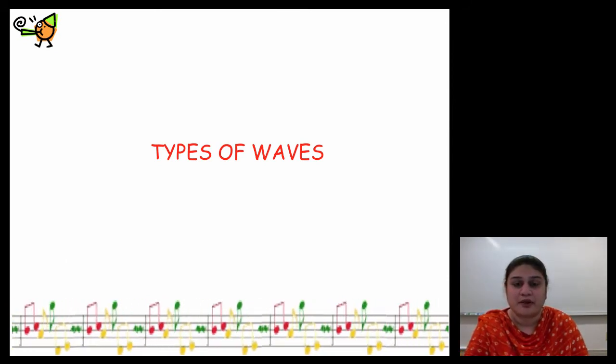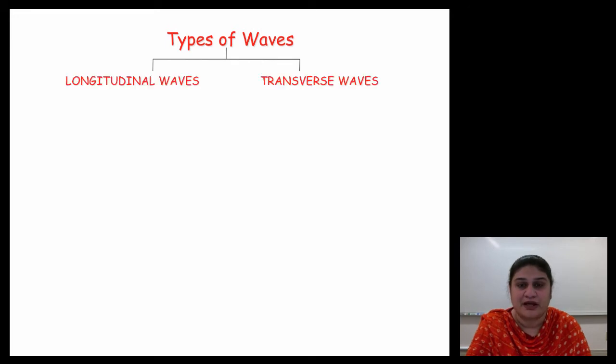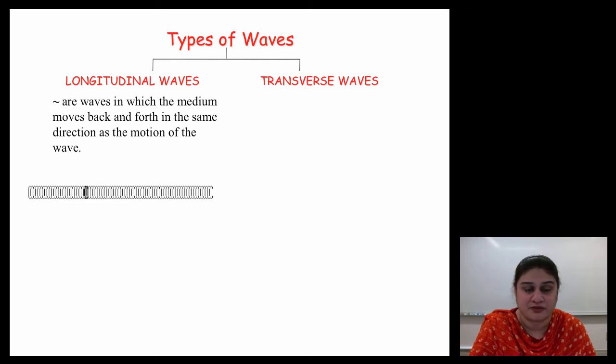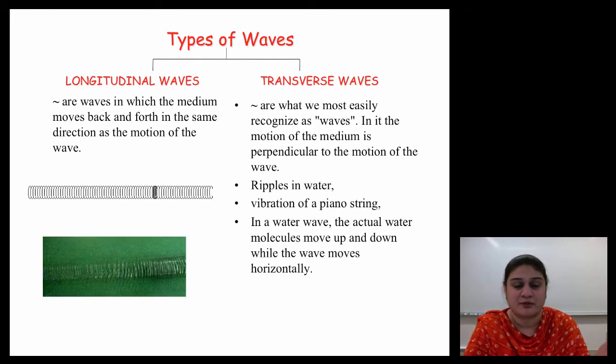So now let's talk about the different types of waves. There are basically two main categories that waves are divided into, longitudinal or transverse. Longitudinal waves are those waves in which the medium moves back and forth in the same direction as that of the motion of the wave. So for example, like this, a slinky is shown here, and the wave is moving back and forth along the direction of the medium.